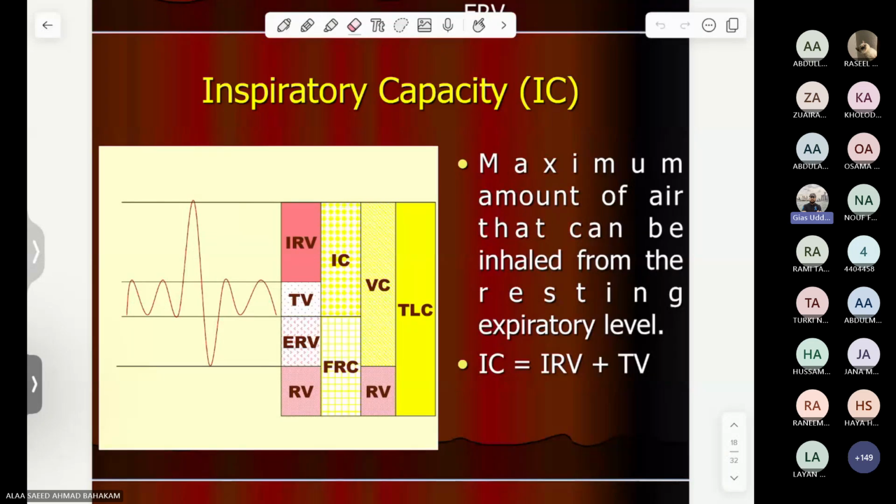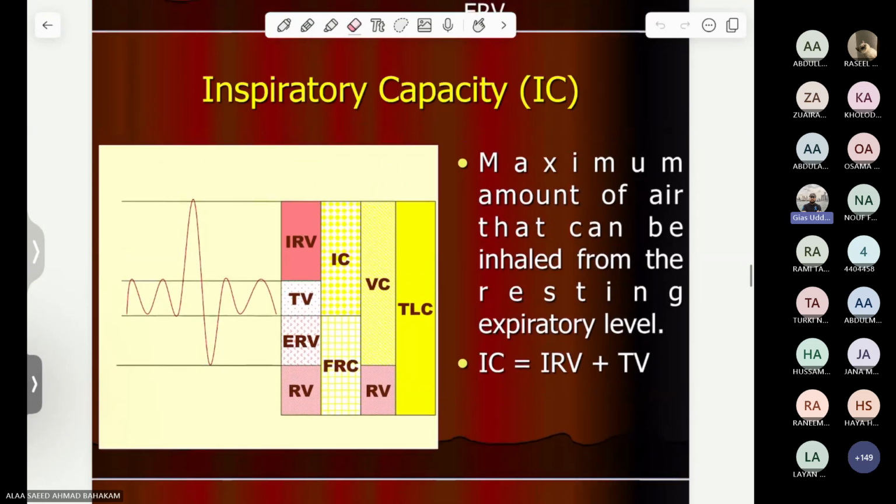After the vital capacity, the next one is inspiratory capacity, IC. What is IC? The maximum amount of air that can be inhaled, that we breathe in, from the resting expiratory level. IC is the combination of tidal volume plus IRV.